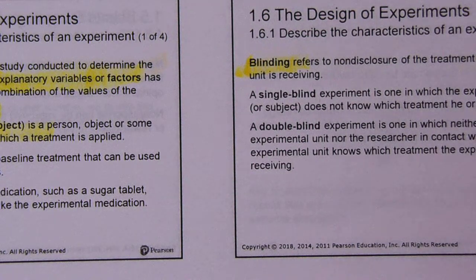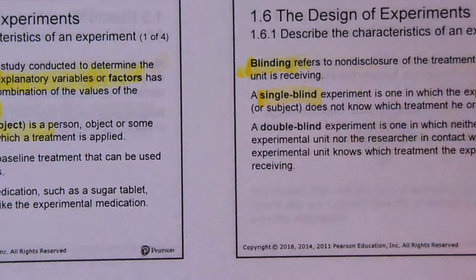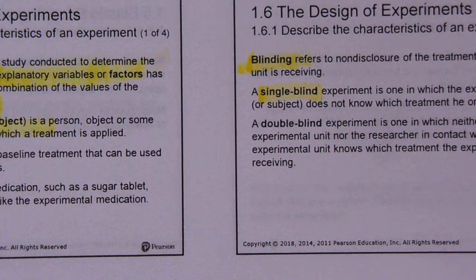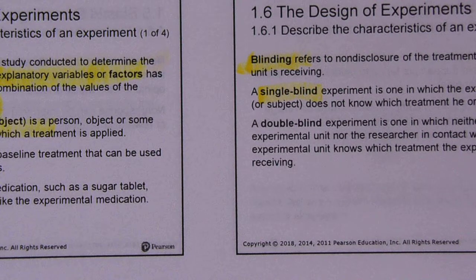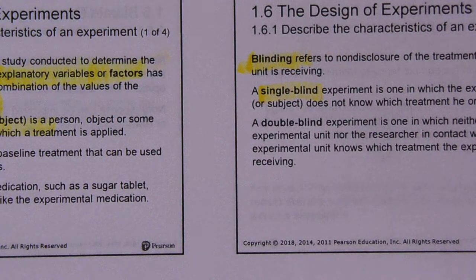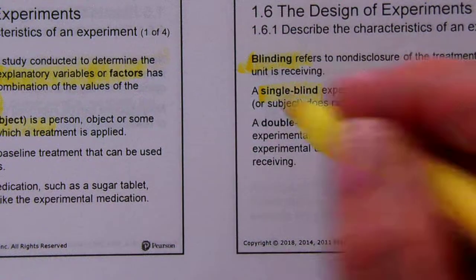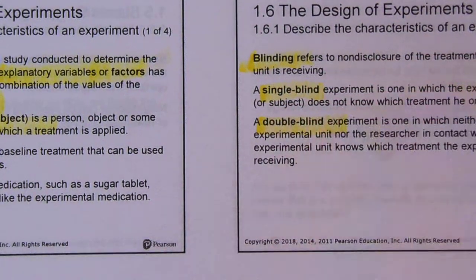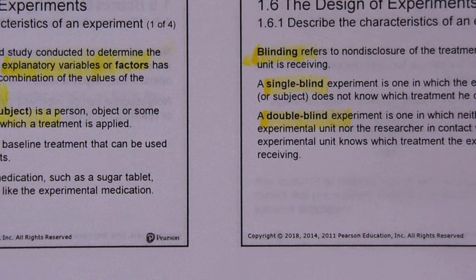That's blinding. A single blind is where the person in the experiment doesn't know whether they're getting the treatment or not, but the person doing the experiment does know. And then a double blind is where the person in the experiment and the experimenter, neither one of them know. So there's a third party that knows whether this person's getting the placebo or not.